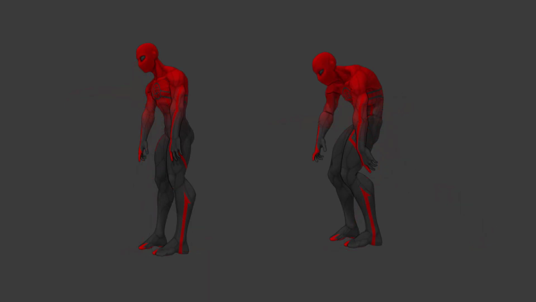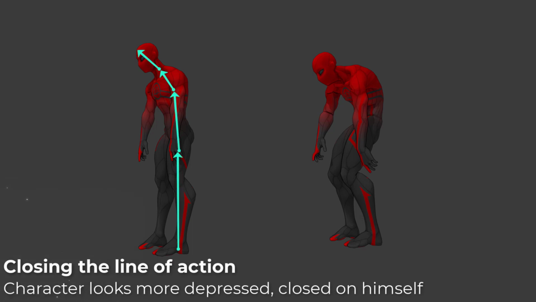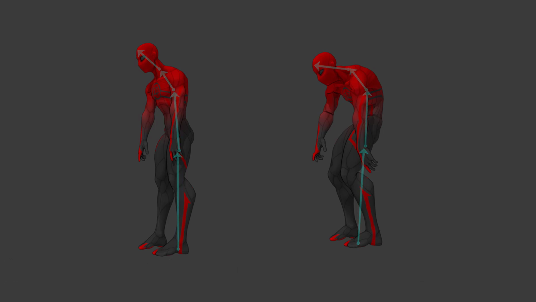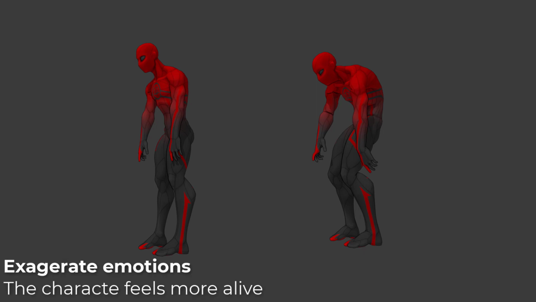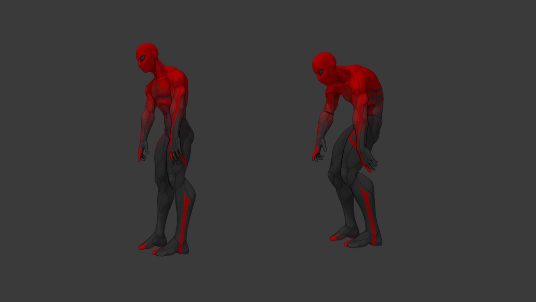While exaggeration can be used to communicate intention, it can also be used to communicate emotions. Whether it's joy, anger, or in this case some kind of shyness and sadness, by pushing the character pose and curling him more, I'm closing the line of action. The head is leaning more, the fingers also look more tortured. So in the end, the emotions in the right pose are more convincing, and our character will look more alive.